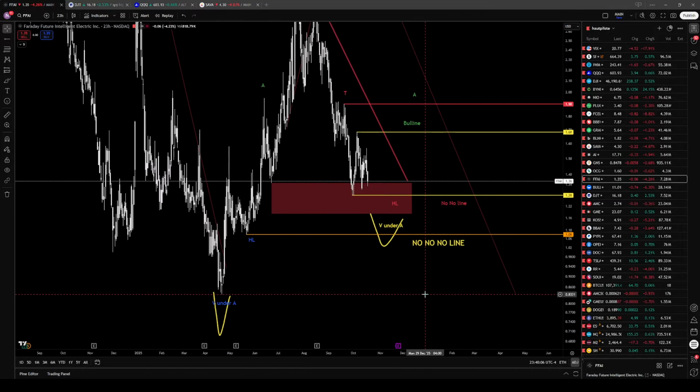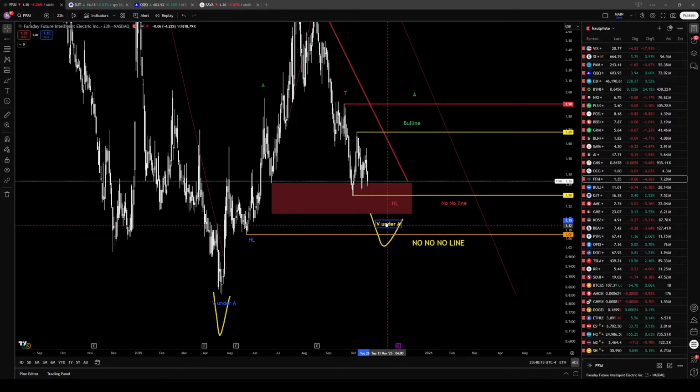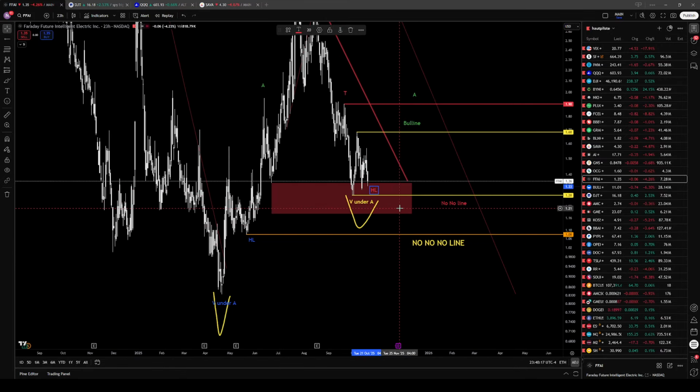What I don't want to see is breaking under $1. Then I just have to track it again and look for a new version. But right now, it looks perfect. It looks perfect to be finished.